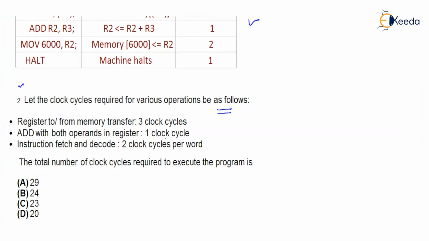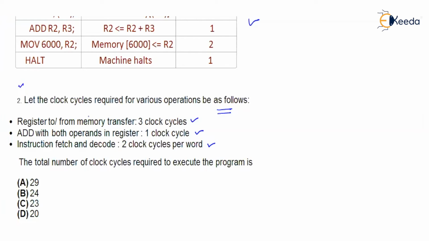Okay, the data that is given in this question is, let the clock cycles required for the various operations be as follows. That is, register to memory transfer 3 clock cycles, and add with both operands in register 1 clock cycle, and instruction fetch and decode will take 2 clock cycles per word. Okay, for executing these instructions, he's showing the number of clock cycles that are required for each and every instruction.